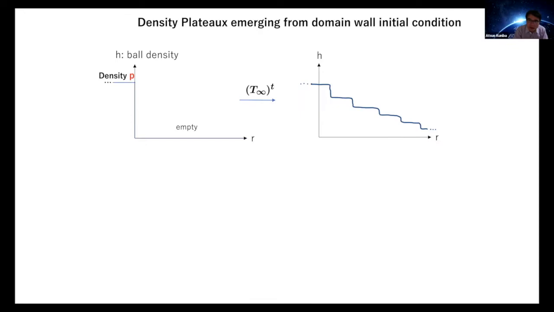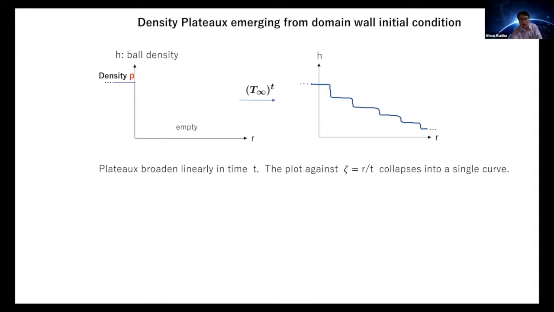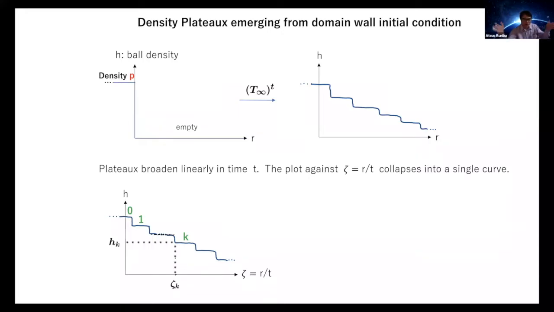You have this kind of density plateau emerge. This density plateau broadens linearly in time t. So the plot against x over t, the so-called ray variable, collapses into a single curve like this. This single curve is kind of universal because all the t effect is accumulated in this diagram. So it's a fundamental, basic problem to describe and determine the height and position of each plateau. By the way, why does this kind of plateau emerge? That's a basic question.